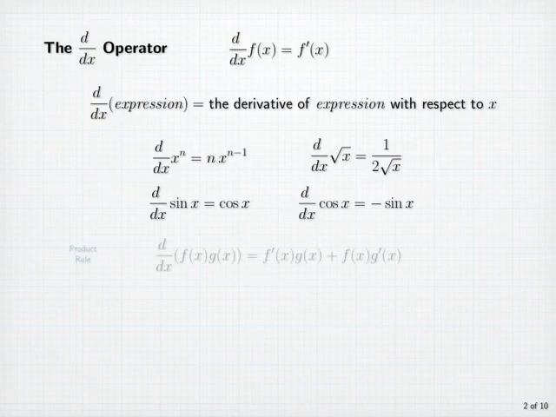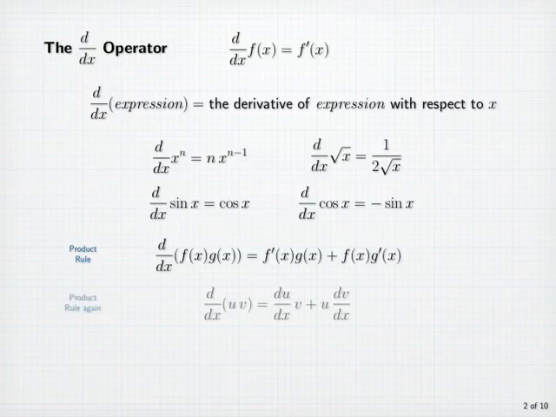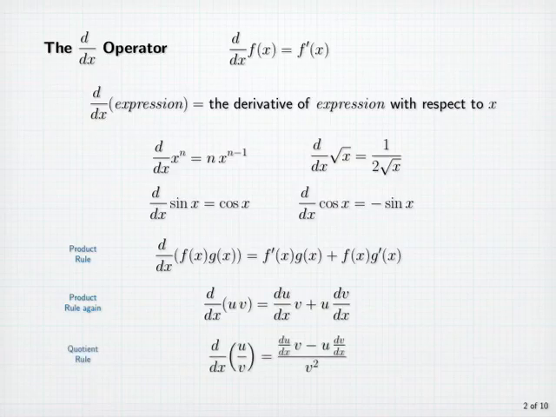The product rule, for instance, can be written this way. We could also write the product rule this way: the derivative with respect to x of u times v is du dx times v plus u times dv dx. And the quotient rule: the derivative with respect to x of u over v equals du dx times v minus u times dv dx, all over v squared.